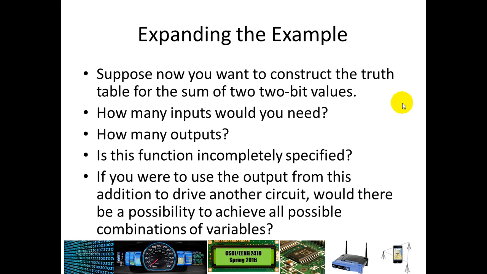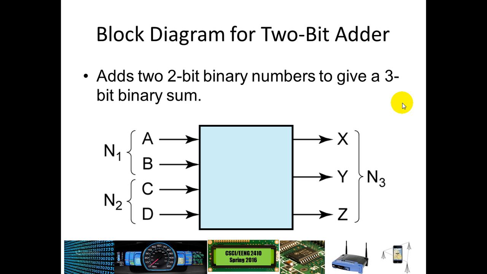So that's what I mean right here. If you were to take the output from that, so that sum value, which could range from 0 to 6, and drive another circuit, it would not be possible to achieve all those combinations because 7 would be left out. So here's our block diagram for such a 2-bit adder.